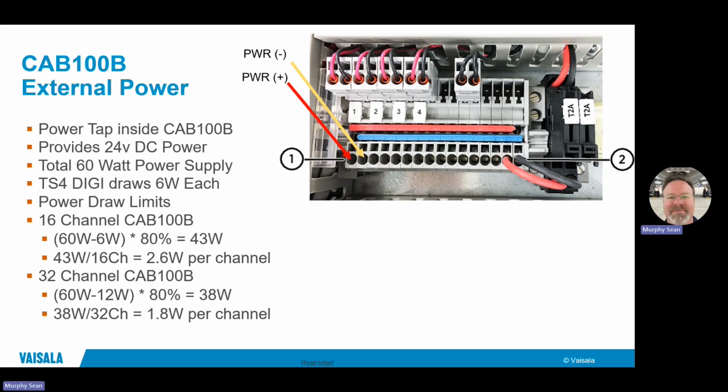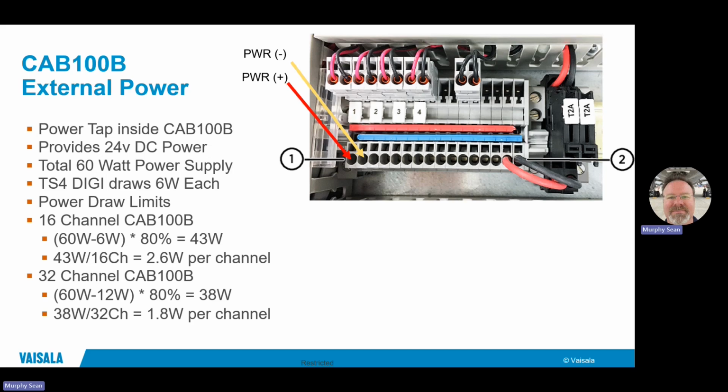So to do a little bit of math to figure out how much power you have for each one of these channels on the entire panel, you take 60 watts, subtract out the 6 watts for the single port Digi, and give yourself an extra 20%. You don't want to overutilize a power supply, so you give yourself an extra budget of 20%. Essentially, by taking 80% of the full power output capability, you end up with 43 watts. Or when you divide it over 16 channels, you have 2.6 watts.